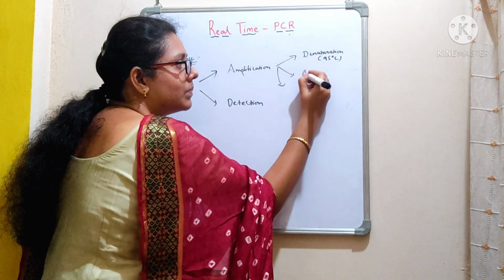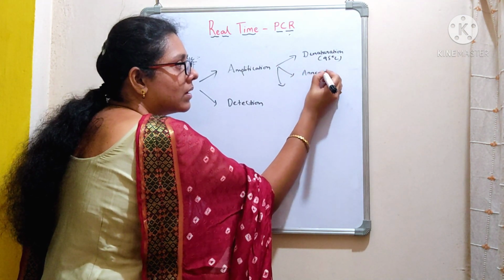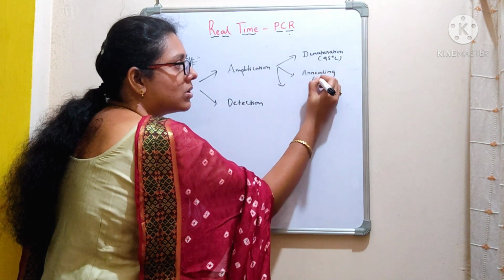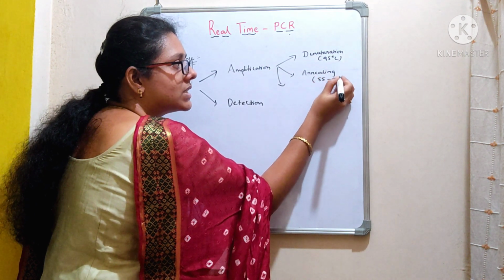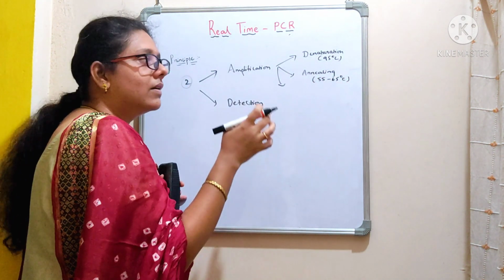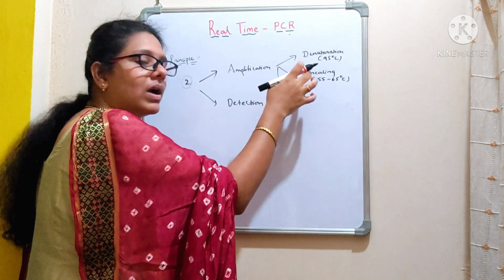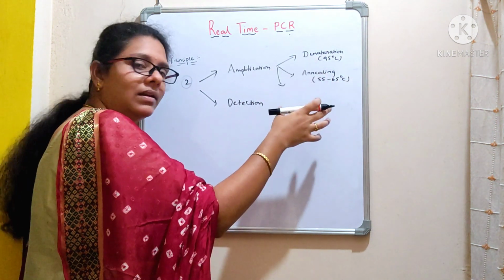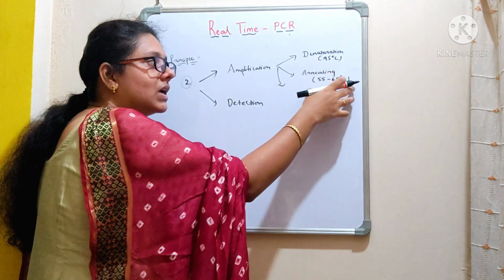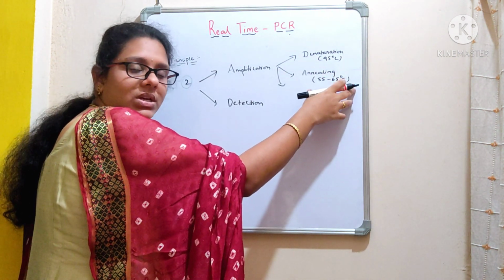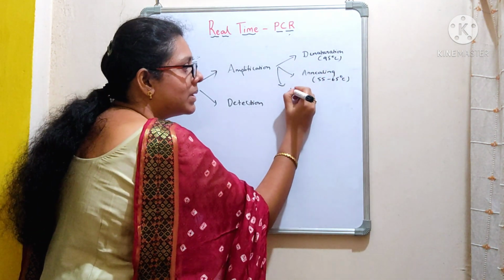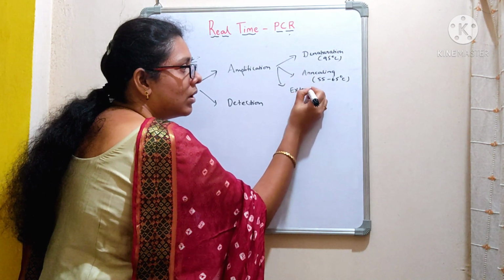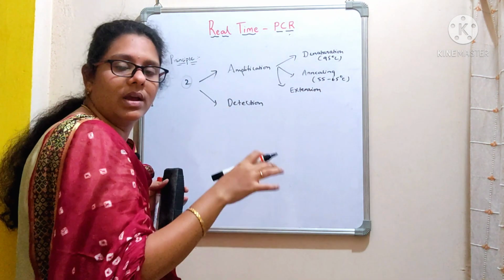In the next step, that is annealing, we maintain a temperature of around 55 to 65 degrees centigrade, where the primers will go and base pair with the DNA sequence, and then the process of DNA synthesis will be initiated. The final step is extension, or we can also call it elongation.